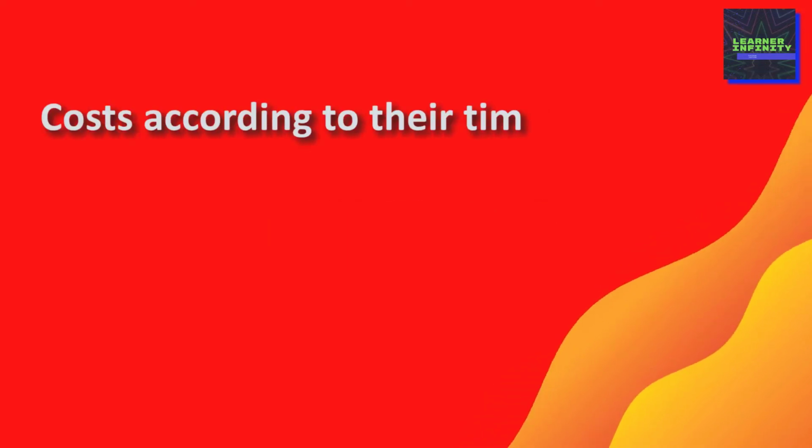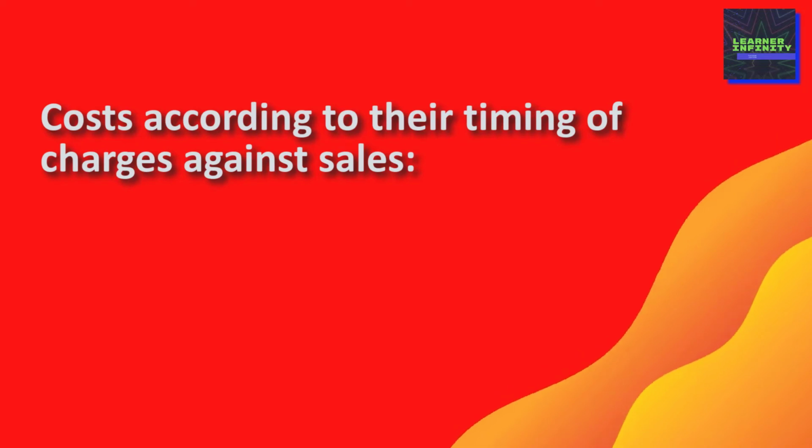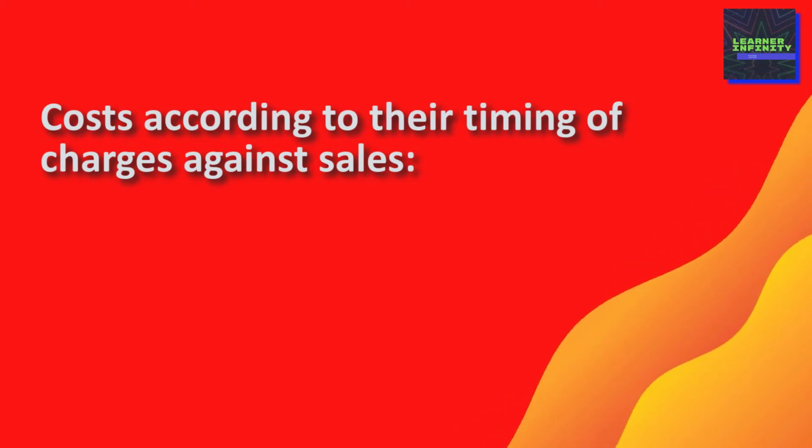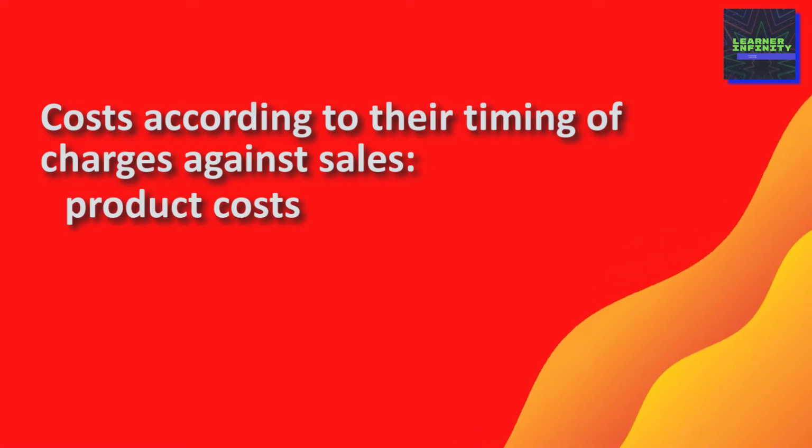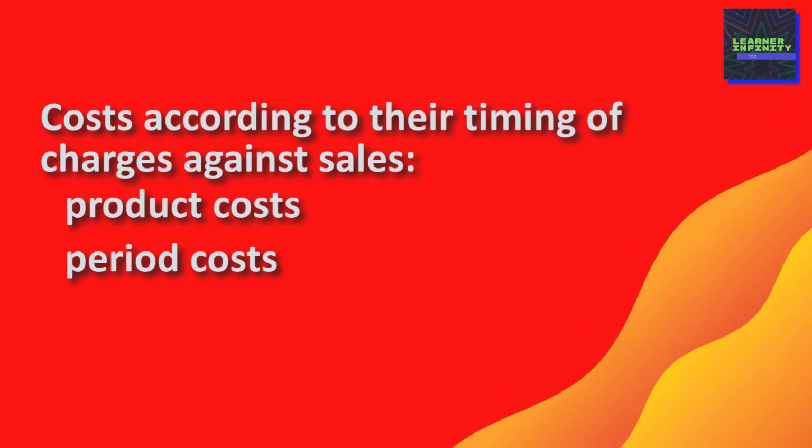Cost can be classified whether it is inventoriable or when it will be charged against sales. With this classification, there will be two groups of cost, product costs and period costs. Let's jump to the fourth way of classifying cost.